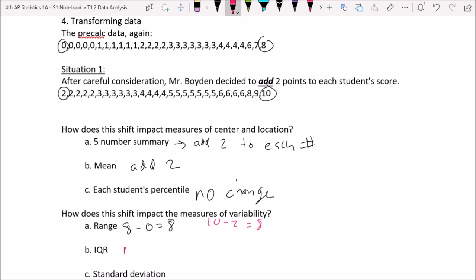So the IQR also has no change. And the standard deviation also has no change.